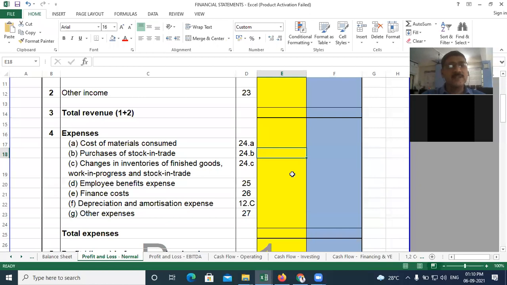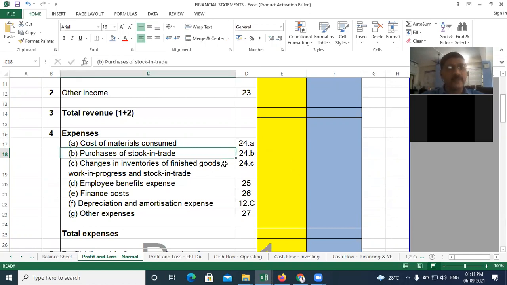So there are chances that we are going to buy some bought-out item which we are going to directly utilize in our production facility or directly sell. That comes under purchase of stock-in-trade. Then, most important, we have changes in inventories of finished goods, work-in-progress and stock-in-trade.